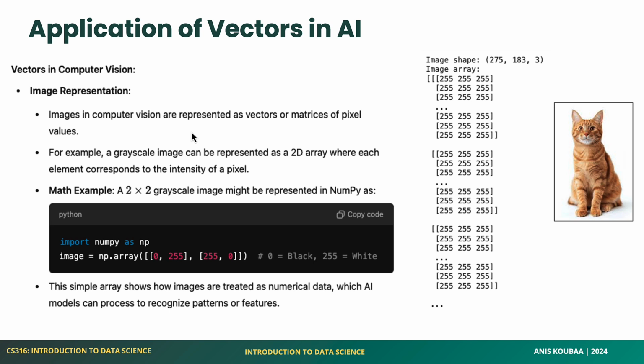So in computer vision, images are vectors or matrices of pixels.